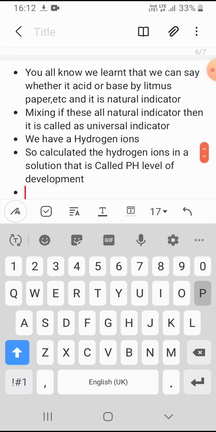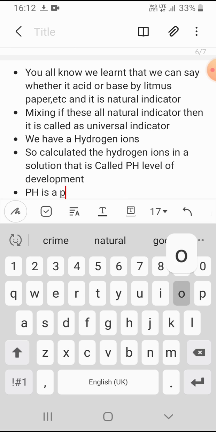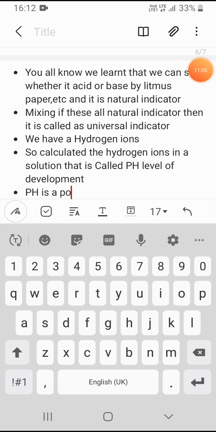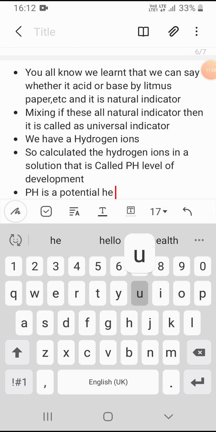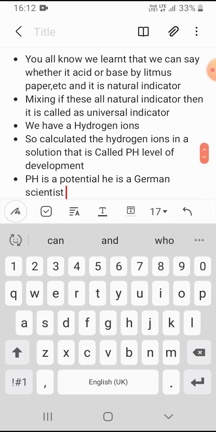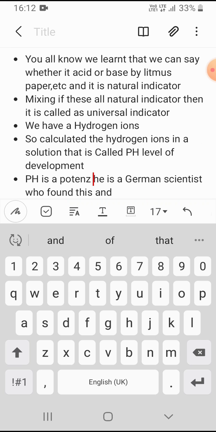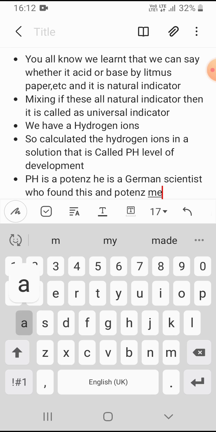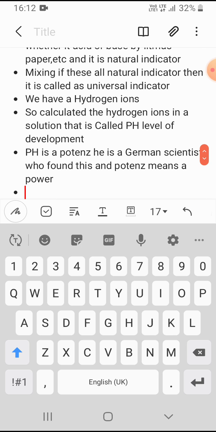pH is a potence. He is a German scientist who found this, potence. Potence means power. And in pH, the full form is power of hydrogen. They call pH power of hydrogen.